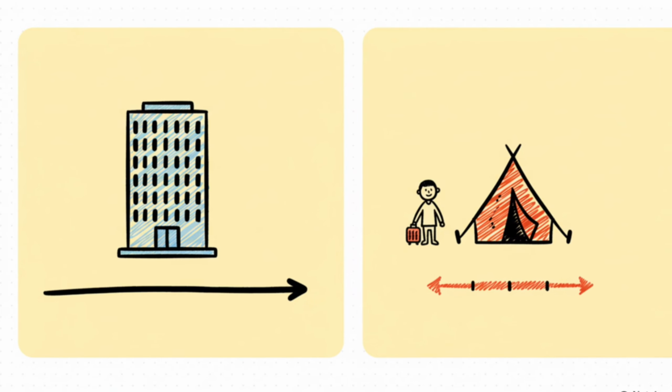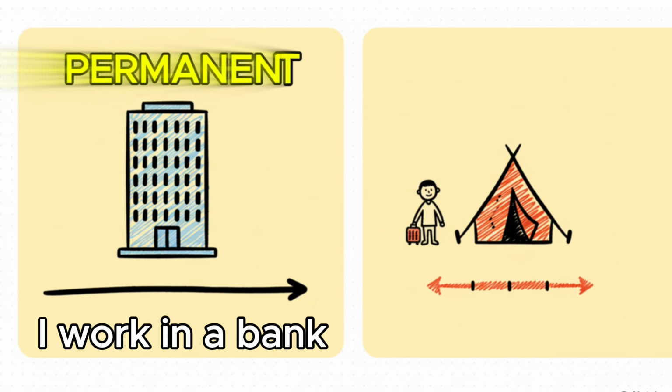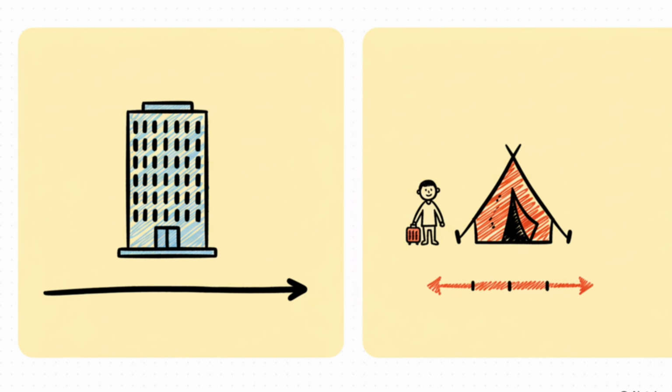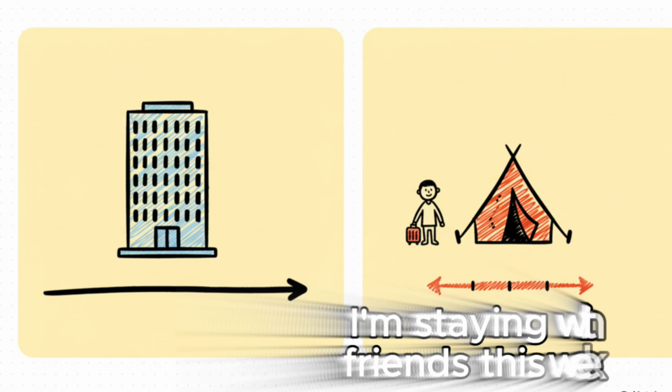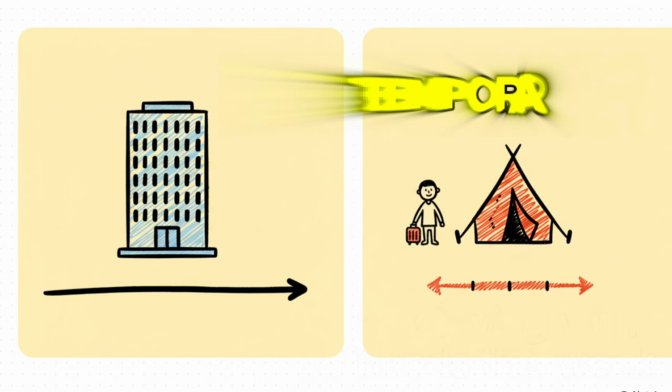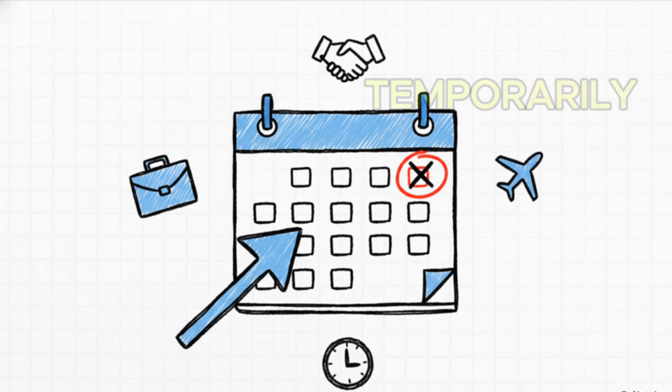Now, this slide is super important because it shows us a key difference for our second use. On the left, I work in a bank. That's a general, permanent fact about my life. But on the right, I'm staying with friends this week. Well, that uses the present continuous because it's only temporary. It's not forever.